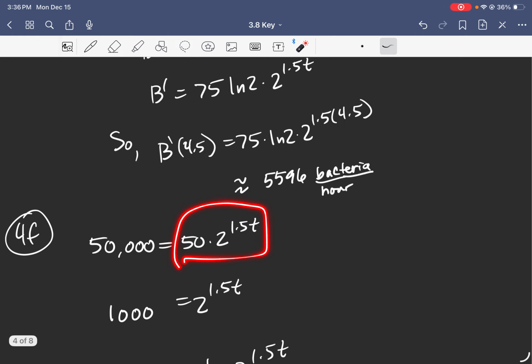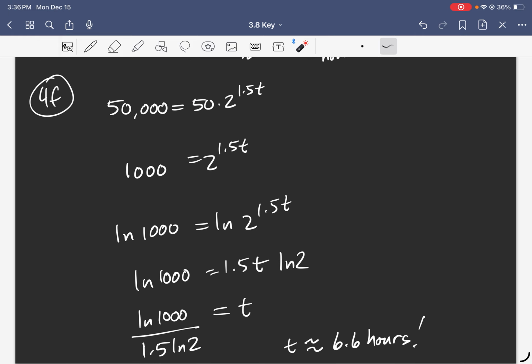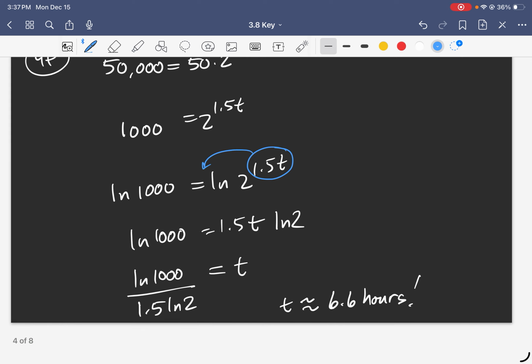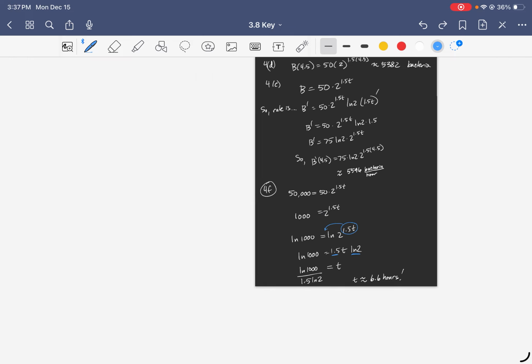Then it wants to know when do we get 50,000. I just set it equal to 50,000 and solve using precalculus. So if this number is equal to this number, one thing you can do is take the natural log of both sides, and that allows us to then take this exponent, pull it up front, and then divide by this times this, so I get about 6.6 hours.